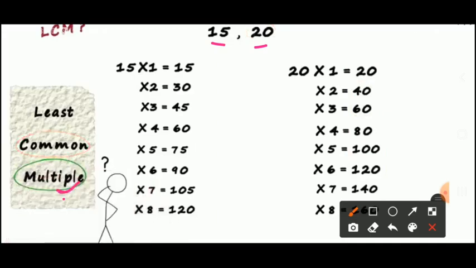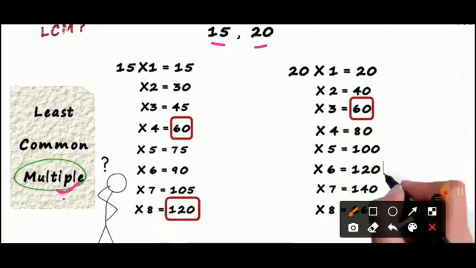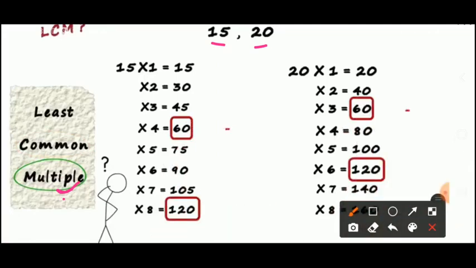Now let's come to common. What are the common numbers between 15 and 20? 60 and 120 are the common numbers from the 15 and 20 tables. So we have already covered the word common.